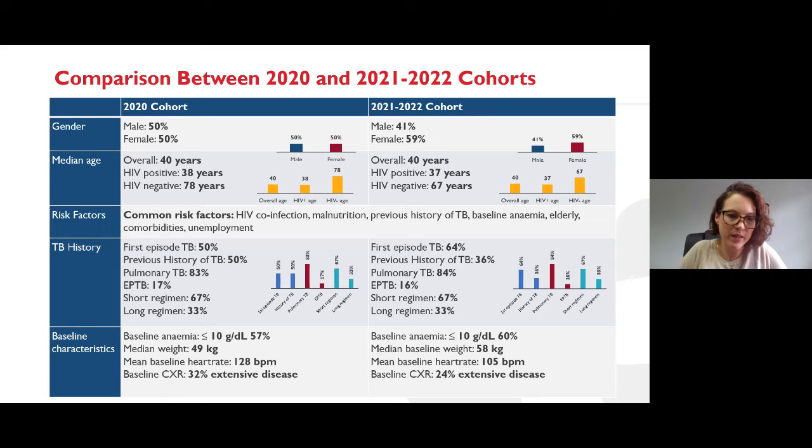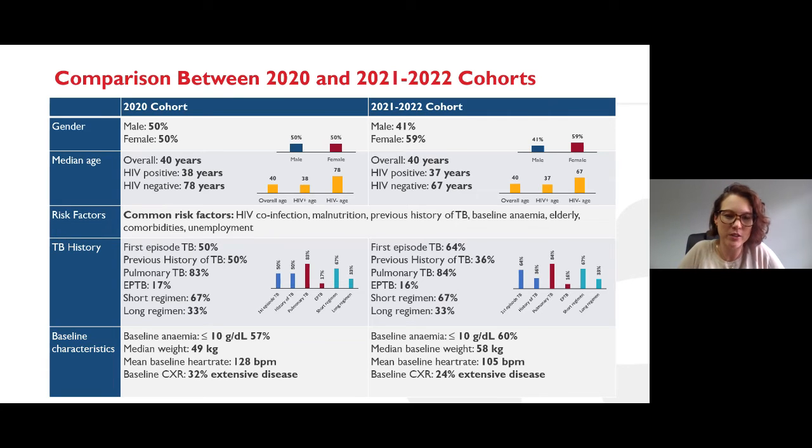Then looking at baseline characteristics, again with a lot of the baseline anemias, we found 57% with an HB below 10 in the 2020 cohort and 60% with the same below 10 in the 2021 to 2022 cohort. One difference we did see was in the baseline median weight. If you remember from the 2020 cohort, we saw lots of low weights with a median of 49, whereas in the follow-up cohort, the median weight was 58, so a much healthier baseline weight. And we also tended to find the heart rates were slightly lower. The mean heart rate in the first cohort was 128 compared to 105 in the follow-up cohort.